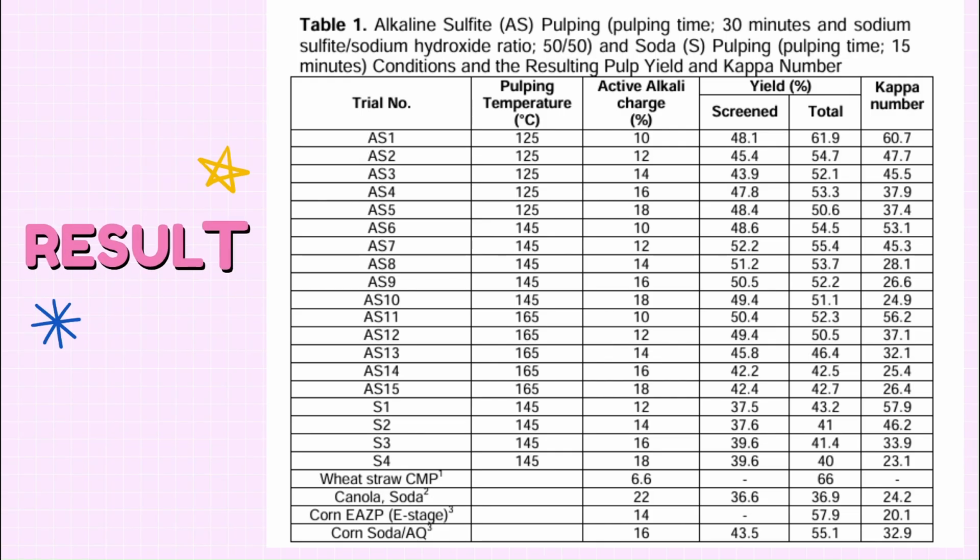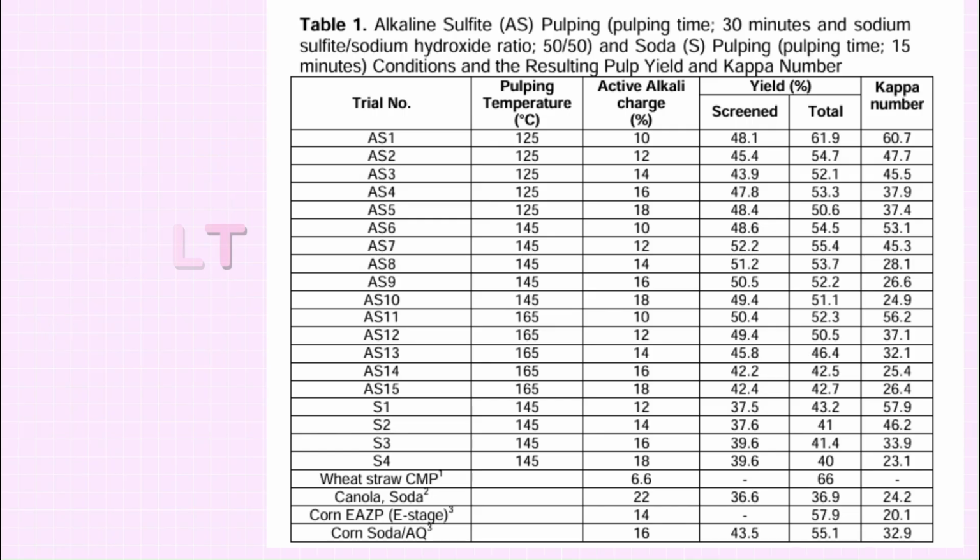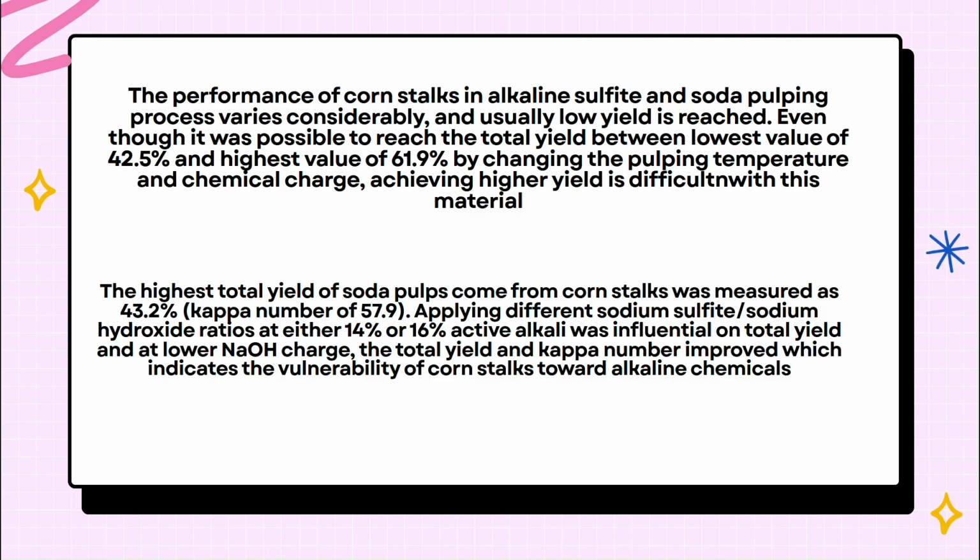As for the result, this is the table where you can refer to the result. The performance of corn stalk in alkaline sulfite and soda pulping processes varies considerably, and usually low yield is reached, even though it was possible to reach a total yield between the lowest value of 42.5 and the highest value of 61.9 by changing the pulping temperature and chemical charge. Achieving higher yield is difficult with this material.